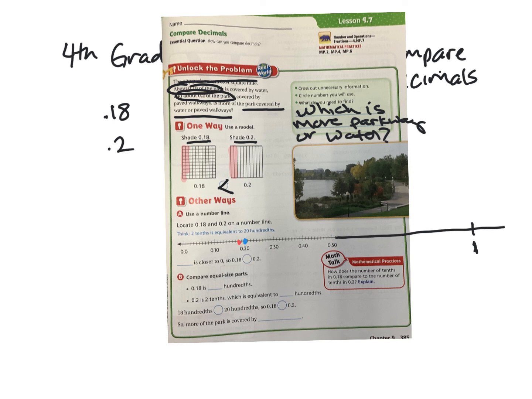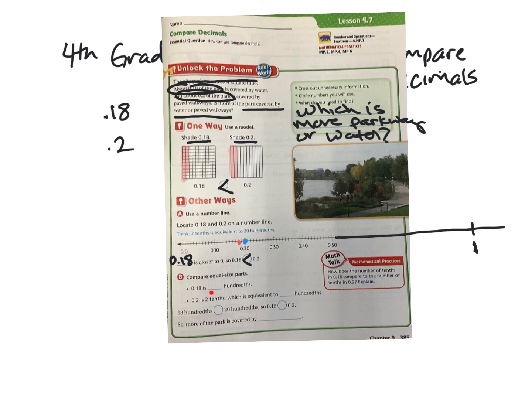So since 0.18 or 18 hundredths is closer to 0, 0.18 or 18 hundredths is, oopsie whoopsie, that should be the other way around, is less than 2/10. 18 cents is less than 20 cents, right? Than 2 dimes.